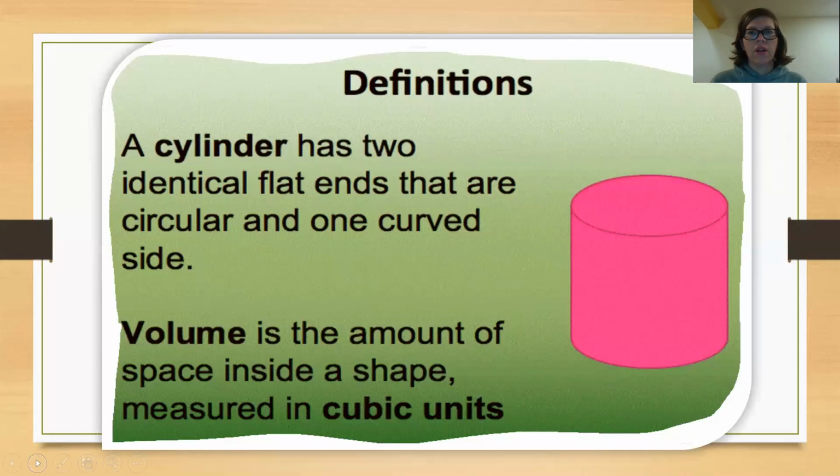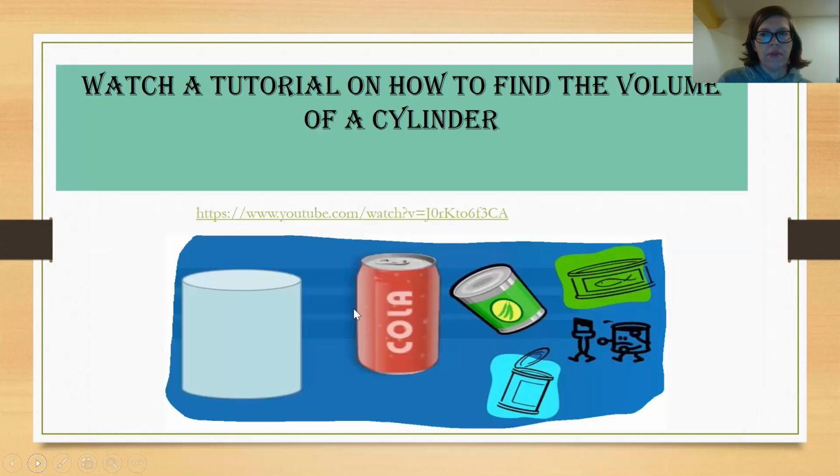All right, review a couple definitions. A cylinder has two identical flat ends that are circular and one curved side. And volume is the amount of space inside a shape measured in cubic units. All right, so now we're going to watch a tutorial on how to find the volume of a cylinder.